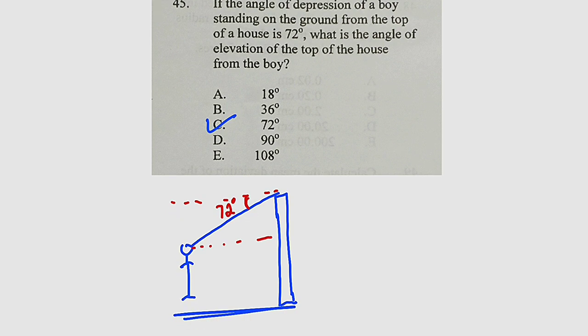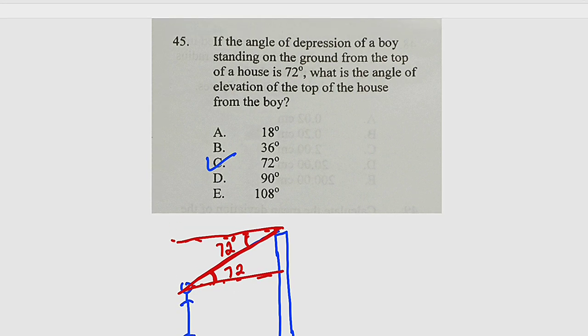Then if you're talking about the angle of elevation, this is the angle of elevation. If you look at this, this is what? A transversal line, and we have two parallel lines. Therefore, this angle must be 72 because they are alternate angles. Let us move on to question number 46.